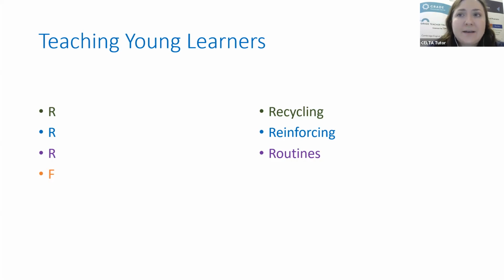Again, that's why reusing, recycling the same kind of activity, but in a slightly different way, is what actually helps you develop the language skills of your students. And I'm going to demonstrate how to do it today on some examples. So F is for fun. You're right.